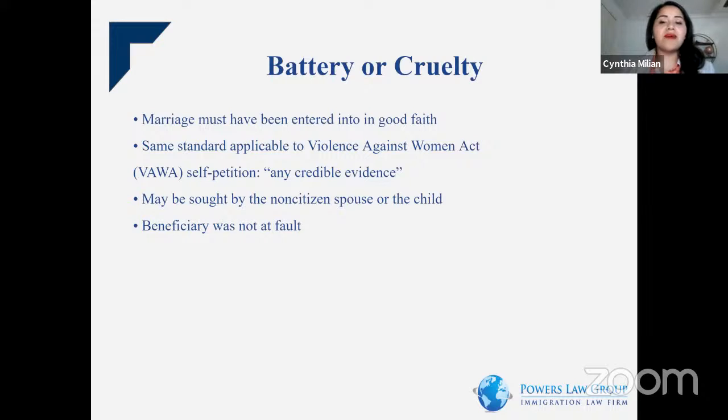So for example, if it's battery or cruelty, you have to show that the marriage was entered into in good faith. Again, you always have to show that. And then you're going to have to include any credible evidence. So if there are police reports, if there was physical abuse or anything like that, you want to include evidence of those police reports. You want to show proof, like I mentioned earlier, if you went to a therapist, if you received assistance at a shelter, all of that to substantiate that battery or cruelty.